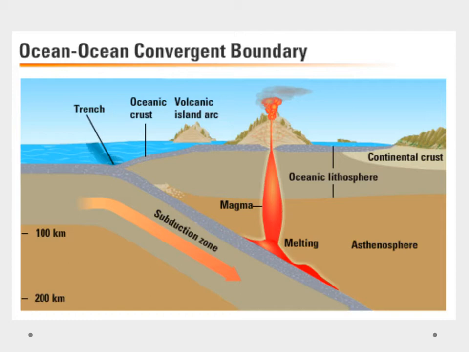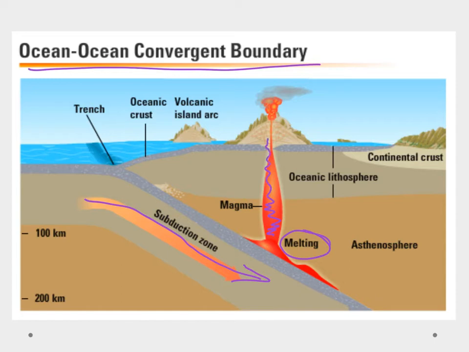So the first type of boundary we'll talk about is this ocean-to-ocean convergent boundary. Now remember, that's going to be oceanic crust with oceanic crust, and we're going to have this subduction. And as this oceanic crust is being subducted, we're going to see this melting. That's going to cause magma formation, which is going to rise up to the surface, and we're forming these volcanic island arcs. So we'll see mountains, but they'll be volcanic mountains in nature. And this is the first type of boundary.